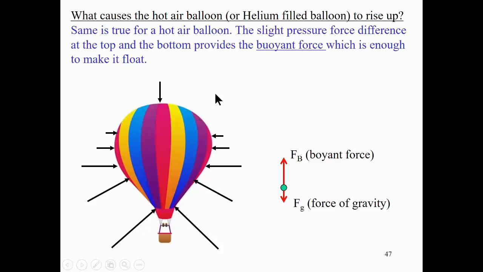And here's the situation: you can see all these pressure forces acting on this hot air balloon, and all these vectors, these arrows, are the pressure forces acting on the balloon. As you can see, the pressure force acting on the bottom surface is slightly stronger than the pressure force acting on the top. The net result is an upward force, which is the buoyant force, and it is greater than the force of gravity. That's why the hot air balloon rises up.